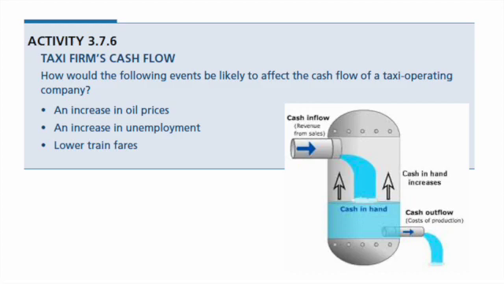So, if oil prices increase, obviously, as a taxi operating company, I have to pay for my gas, for my petrol. And if my variable costs increase, then my cash outflows will increase. So that will affect my cash flow negatively. I'll have less cash in my business. So the second one, an increase in unemployment. How do you think that will affect the net cash flow?